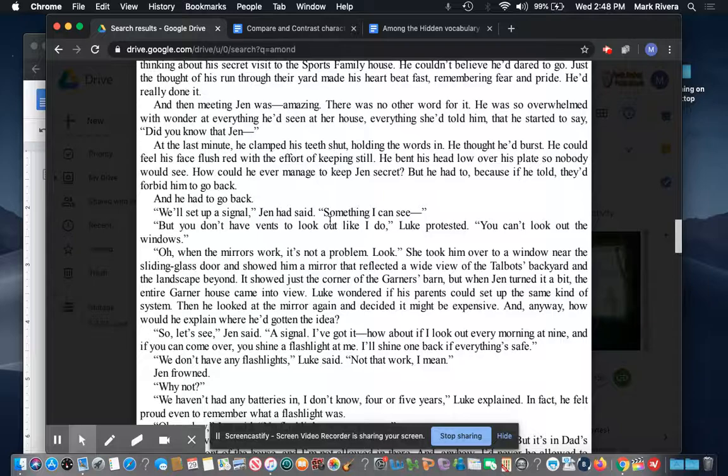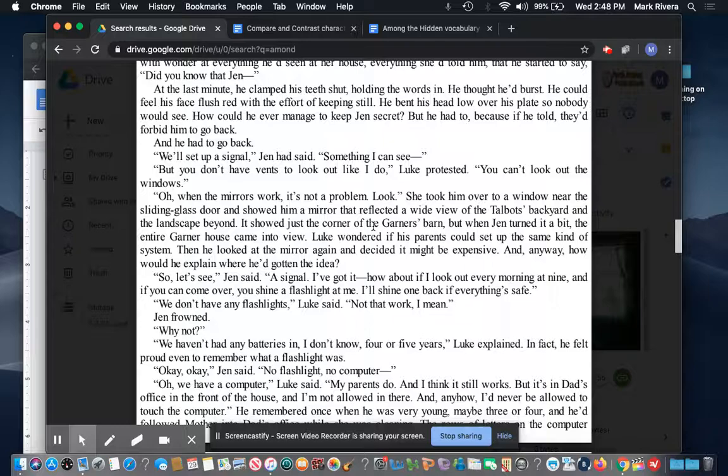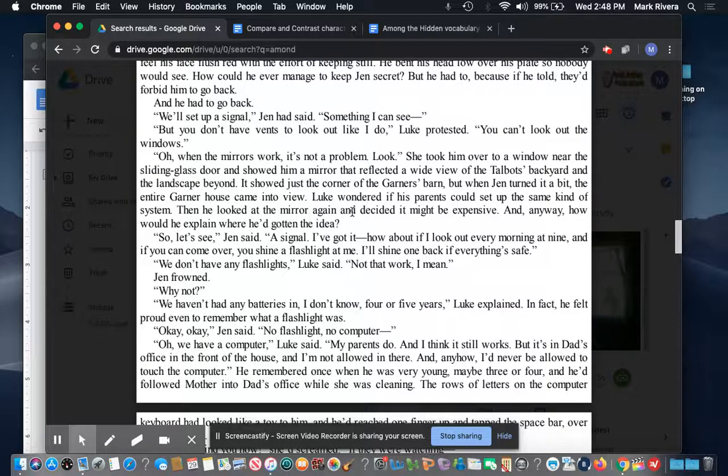How could he ever manage to keep Jen a secret? But he had to, because if he told, they'd forbid him to go back. And he had to go back. "We'll set up a signal," Jen had said. "Something I can see." "But I don't have vents to look out like I do," Luke protested. "You can look out the window."